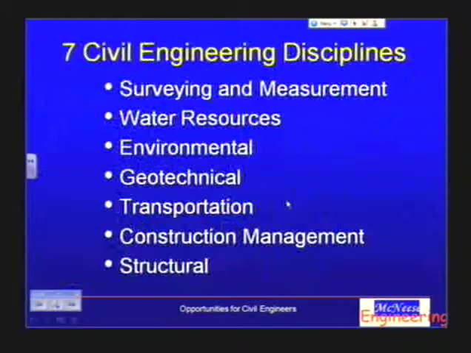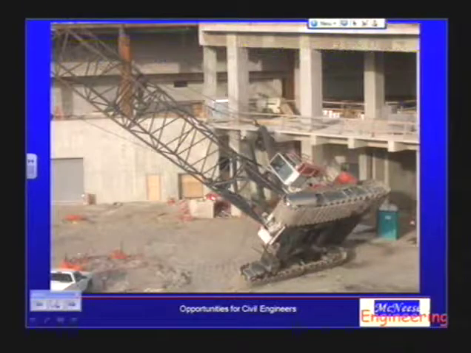Okay? So within the 7 civil engineering disciplines, just to recap, we've got surveying and measurement, water resources, environmental, geotechnical, transportation, construction management, and structural. Okay? And this is a bad day on the construction site.